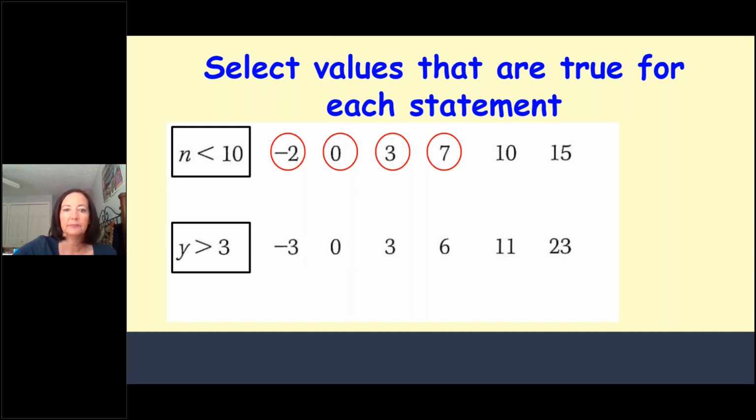Okay, say that one more time. Okay, so you're doing the second one, if you can see it. The inequality is y is greater than 3. So if this was multiple choice and you had to pick the values that were greater than 3, what values would you circle? 6, 11, and 23. Perfect.